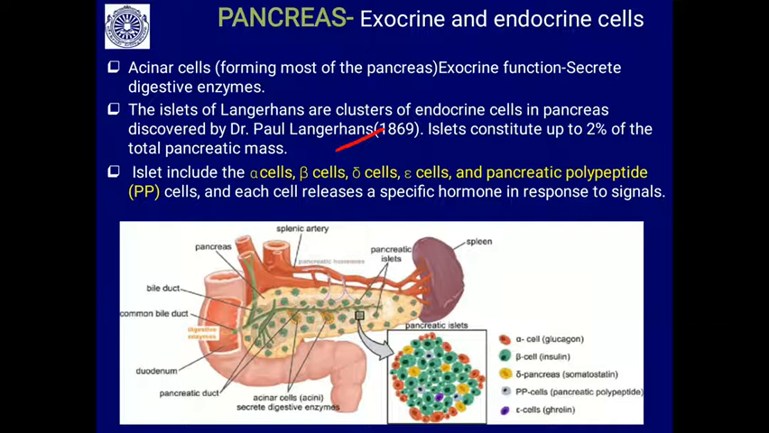If you take one such group of islets of Langerhans, you will be able to see that there are different types of endocrine cells. Those are alpha cells, beta cells, delta cells, epsilon cells and pancreatic polypeptide cells. All these cells release a specific hormone in response to signals. Alpha cells secrete glucagon, beta cells secrete insulin, delta cells secrete somatostatin, pancreatic polypeptide cells secrete pancreatic polypeptide, and the epsilon cells secrete ghrelin.